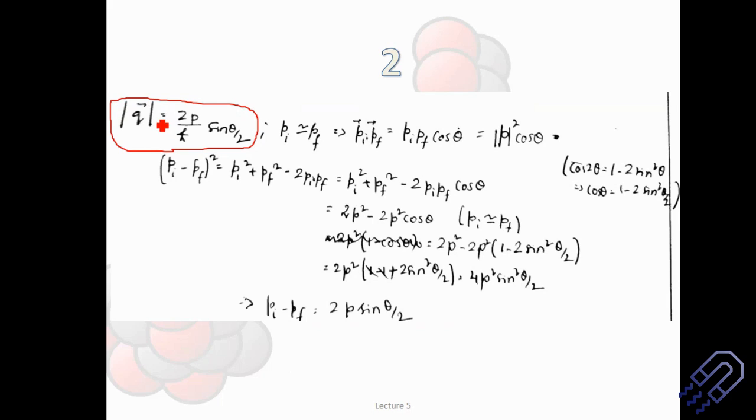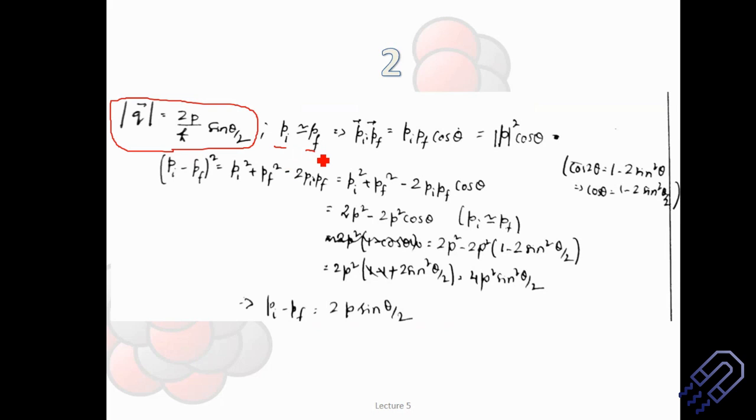This q, the modulus of q, the modulus of momentum transfer magnitude is this. Here we assume that the electron is actually a very light particle. The mass is 10 to the power minus 31, so very light. So we can consider that the initial momentum and the final momentum are almost equal. Not equal, you know that we do a lot of assumptions in physics, and sometimes we see that if we do that assumption, the equation becomes simpler. So we'll assume that Pi and Pf are almost equal.